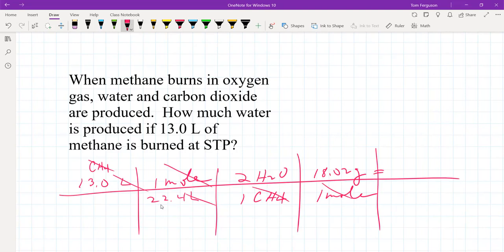Okay, so step one is to get what you're given to moles. This is gaseous liters at STP. It's 22.4 liters per mole. That gets us moles of methane. We convert the moles of methane to moles of water in the middle step here. Then we need to go from moles of water to grams of water. Okay, does everyone see where I got everything there?